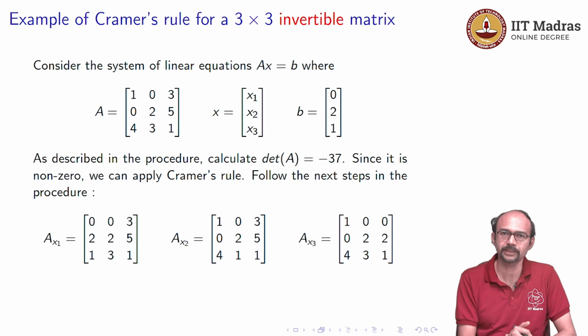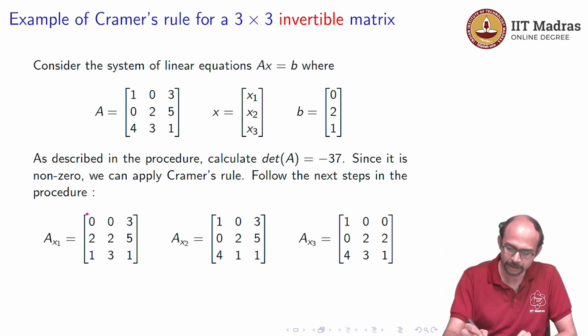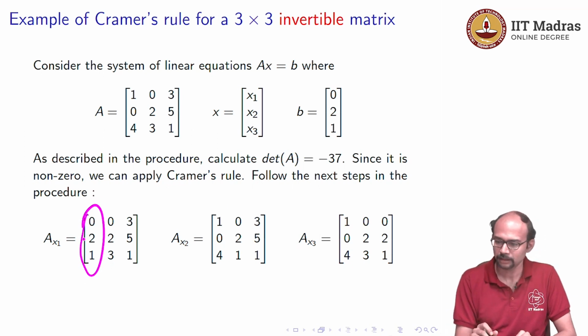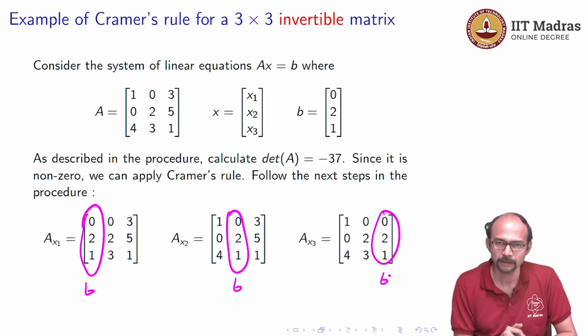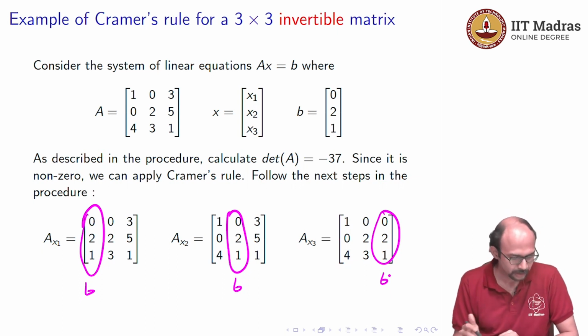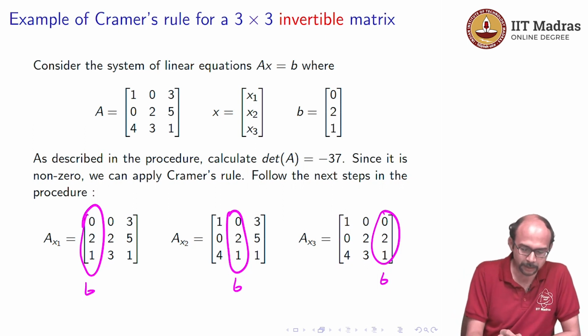We have to compute these matrices A subscript x1, A subscript x2 and A subscript x3. How do we compute these matrices? We replace the corresponding columns by the column B. Here we get 0, 2, 1 in place of the first column, and the other things remain the same. Here we get 0, 2, 1 in place of the second column, and here in place of the third column. These are our matrices A subscript x1, A subscript x2 and A subscript x3, and then we compute their determinants.